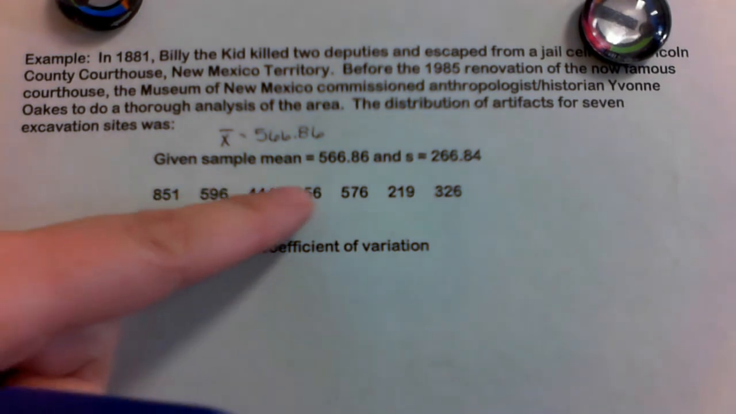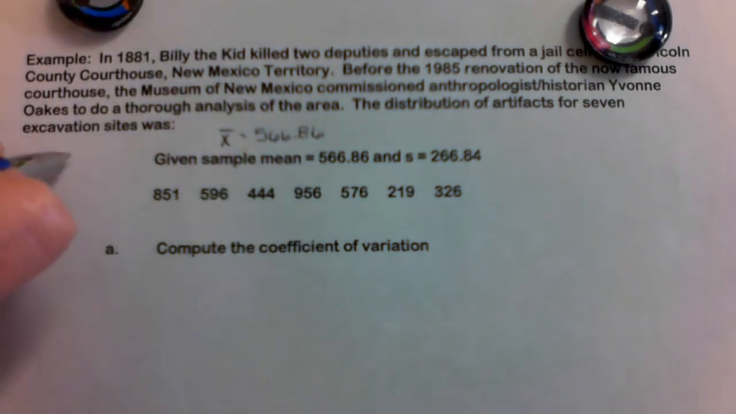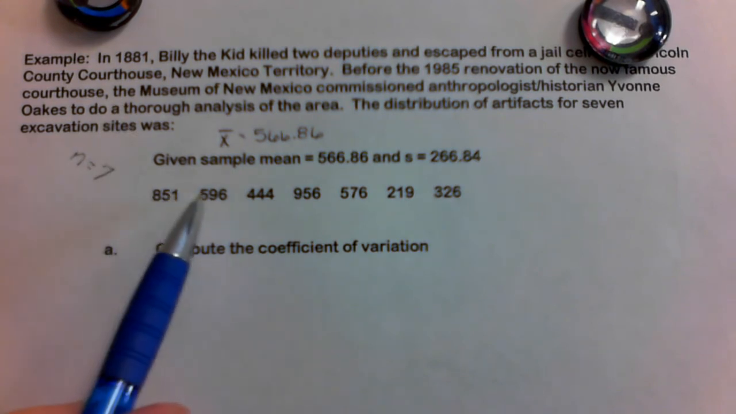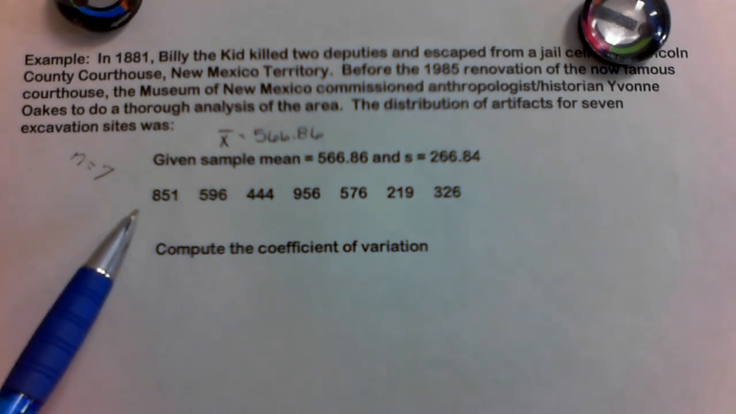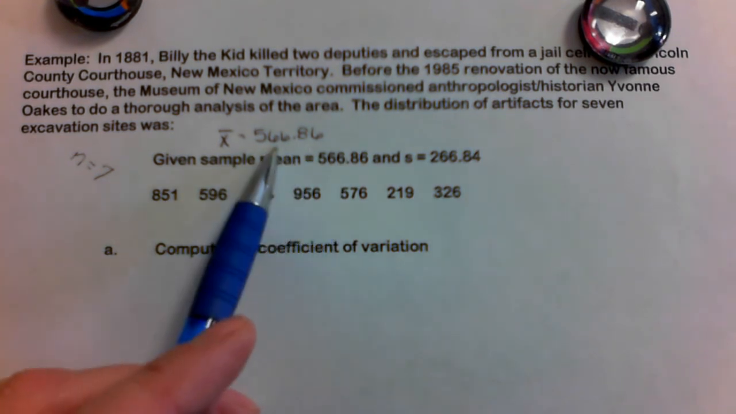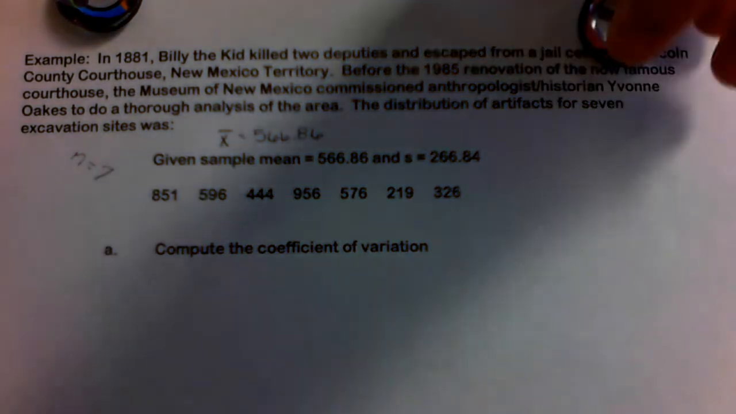So 1, 2, 3, 4, 5, 6, 7. So n equals 7. What they did is they have 7 excavation sites, and this is how many artifacts they found per site. So 851 means 851 artifacts were found in one particular excavation site. Now, what's nice is they already calculated the sample mean for us, as well as the standard deviation. We don't have to calculate that.